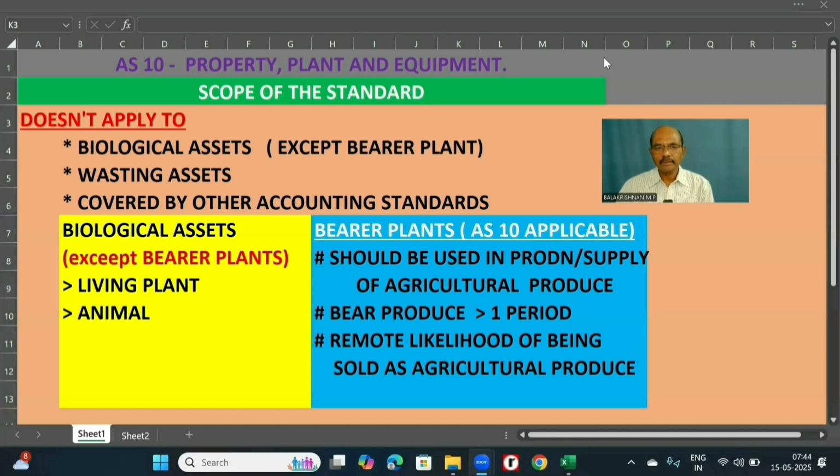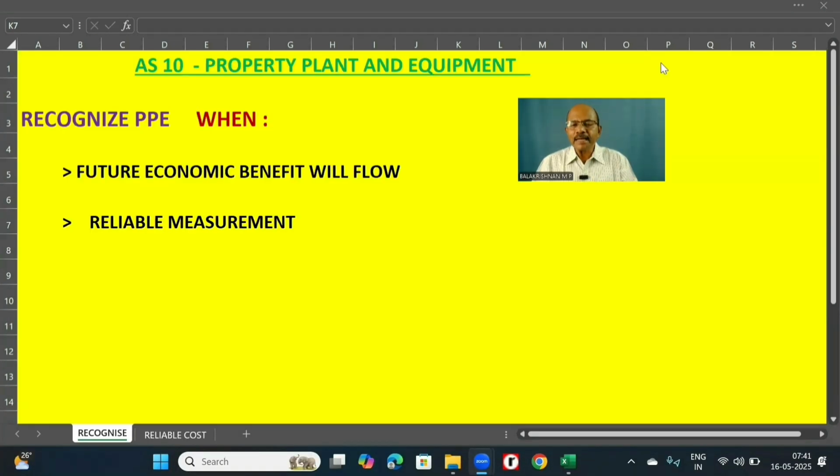Okay. Again, assets which are taken for amalgamation, AS14 is applicable. In all these cases, AS10 will say, follow them. Now let us learn recognizing PPE.